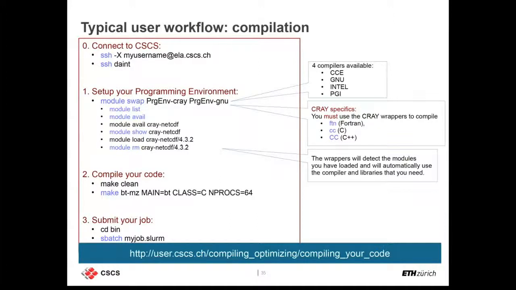compilation wrapper. And then if you have some dependencies for your code with some libraries, the Cray system comes with a lot of optimized libraries, and you just need to load the library that you need. So in that case, let's say that you need a netcdf library. You can load version 4.3.2 of the library, and the wrapper will automatically detect that the module file is loaded, and it will compile your code with the library automatically.